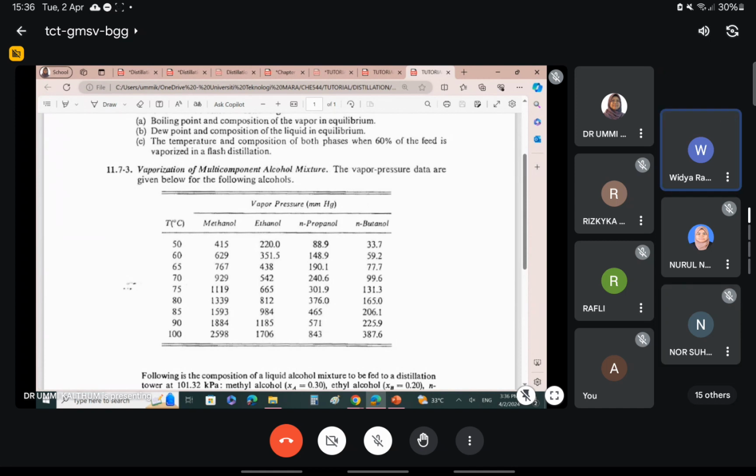Ideal, yes. Methanol, ethanol, propanol, butanol is alcohol, right? So the ideal system. Non-ideal is hydrocarbon. Okay, non-ideal is hydrocarbon. So how to do this equation?